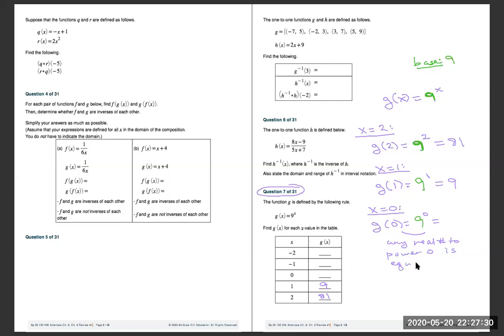Is equal to 1, with exception 0 to the 0 power, okay? So this is actually going to be 1. Okay. Let me clear out this side over here.